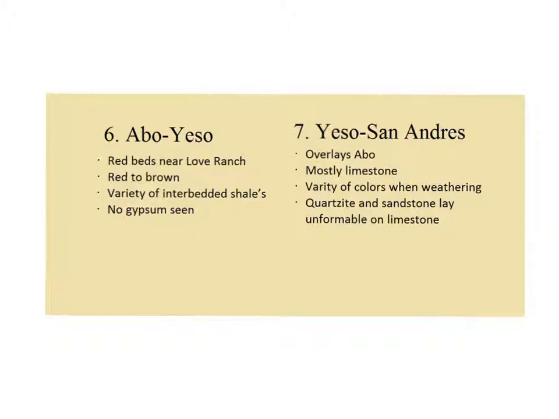The last formation you'll have is going to be the Yeso San Andres, which overlays the Abo. This one is mostly limestone and also has a variety of colors when weathering. In this formation, you'll have quartzite and sandstone that lie unconformably on the limestone.